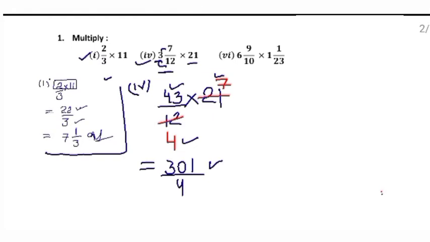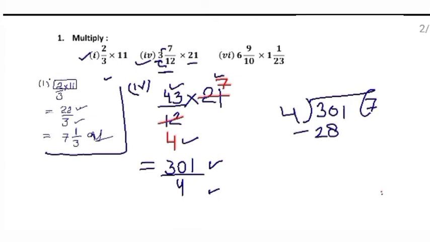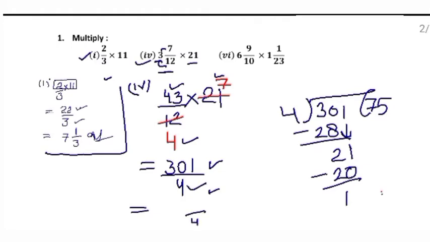Again numerator is greater than denominator, so you can write it into the mixed fraction. Divide the numerator 301 by the denominator 4. 4 sevens are 28. 2. Copy down the next digit. 4 5s are 20. 1 is remainder here. So write your answer. Denominator will remain same, which is 4. This quotient will become the whole number 75. And this remainder will become numerator. So what is your answer now? 75 whole 1 upon 4.